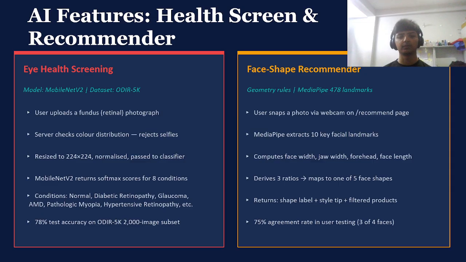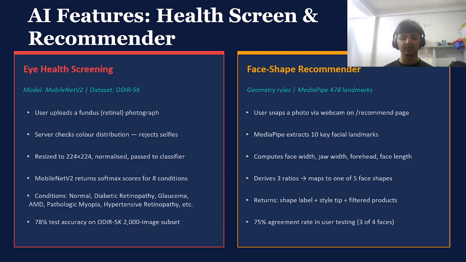The face shape recommender works differently. It uses MediaPipe in static image mode on a single captured photo, from 478 landmarks. It picks 10 key points: the top of the forehead, the chin, the cheekbones, the jaw angles, and the upper forehead corners.